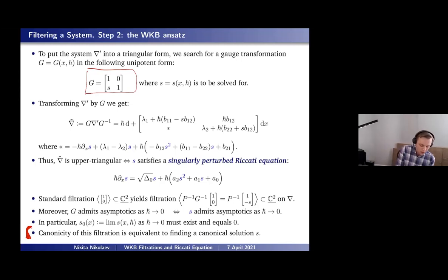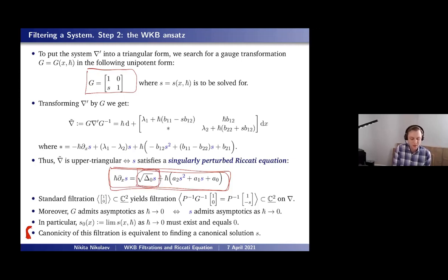And furthermore, by looking at this equation, you can see that if such a solution exists, so that it has an asymptotic expansion, the leading order term of that asymptotic expansion has to be 0. Simply because if I look at the leading order term of this Riccati equation, so if I literally just set h bar equal to 0, all I get is just this term equal to 0.